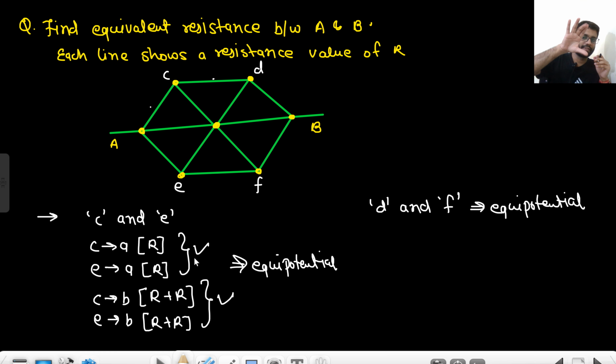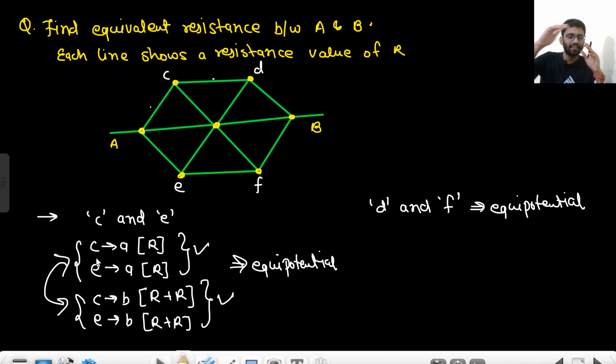Now think about D and F. D and F are also equipotential, right? Because D is going to B and F is going to B, same path. D is going to A, F is going to A, same path. So both of them are matched, right? What I told you, this and this together need not be matched. Separately we will check. C will go to A, E will go to A. Checked, matched. Okay, good. Now C will go to B, E will go to B. Matched. Okay, good. Equipotential.